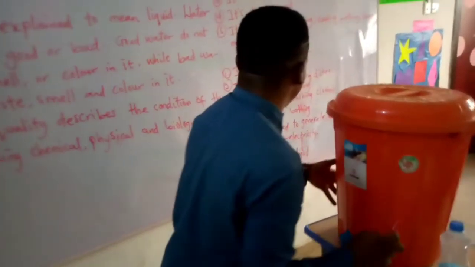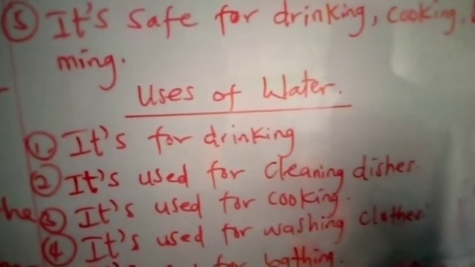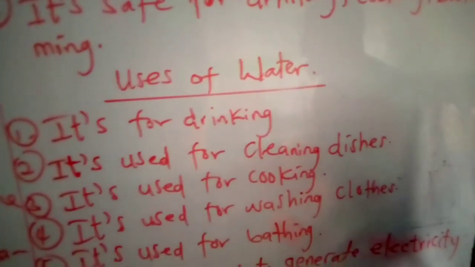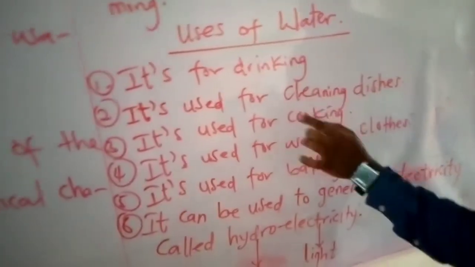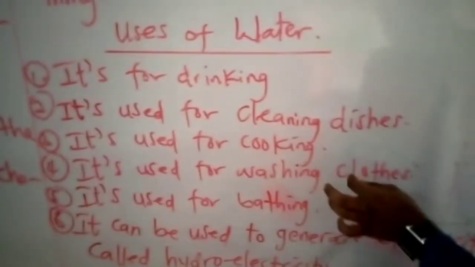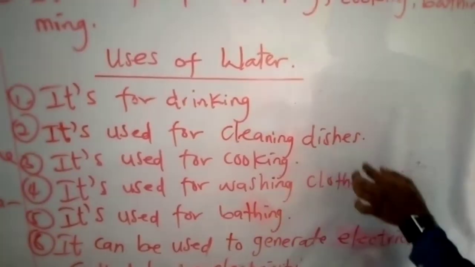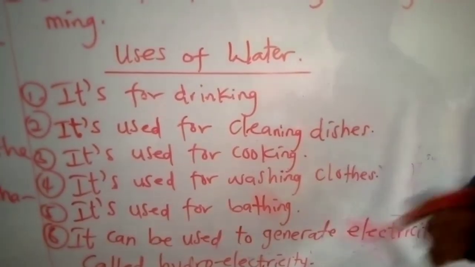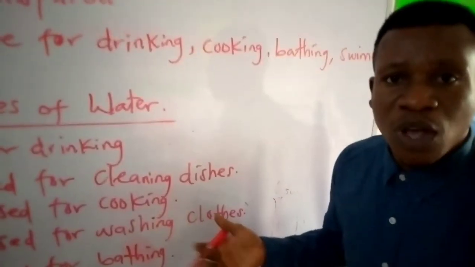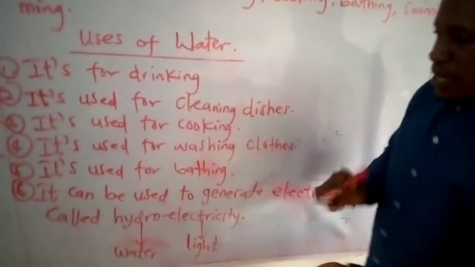Water can also be used for cooking. We don't use dirty water to cook. Mommy does not use dirty water to cook at home. She uses good water. So good water is used for cooking. Good water is used for cleaning dishes. When you're washing your dishes, you don't use dirty water. You use good water to wash your dishes very clean.